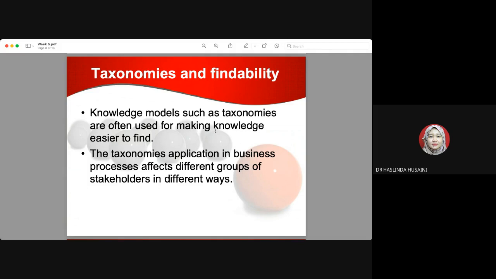So knowledge models such as taxonomy are often used to retrieve information or to retrieve knowledge assets, especially in corporate or business organizations. It is for making knowledge easier to find. Contohnya macam perpustakaan, jadi the libraries, macam mana retrieval system, retrieval storage dilakukan. Tapi this one in the business and corporate world, kita gunakan term findability. The concept of findability and retrieval ni sebenarnya sama macam mana pencarian maklumat atau pendapatan semula maklumat dengan perpustakaan.